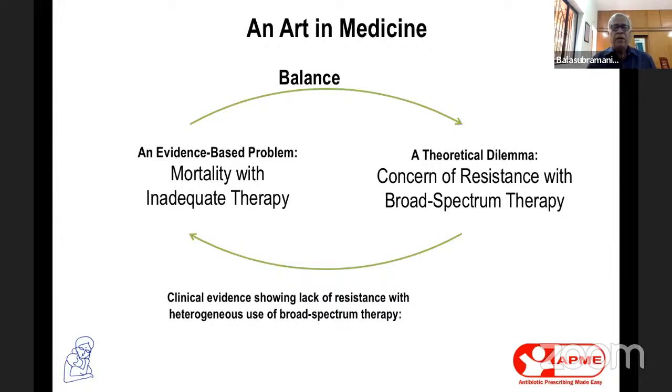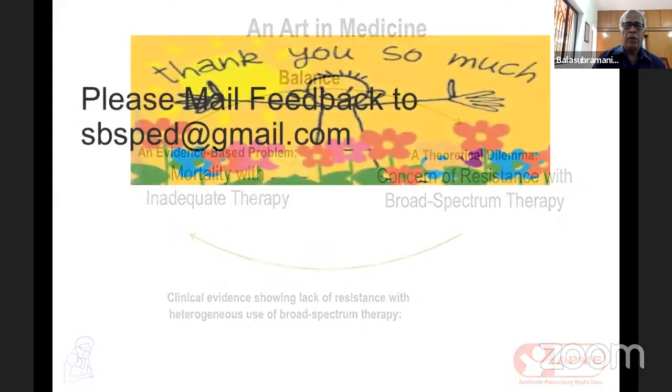The problem is that if you do not follow the principles, if there is no evidence-based approach, and you say, I am rational, I won't give antibiotics, it will result in mortality and inadequate therapy. On the other hand, if you prescribe antibiotics left and right, you will end up having resistance and side effects. There should be a delicate balance. This balance of mind, prescribing practice, rationality should be maintained.